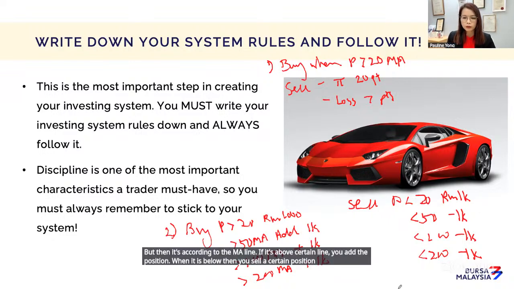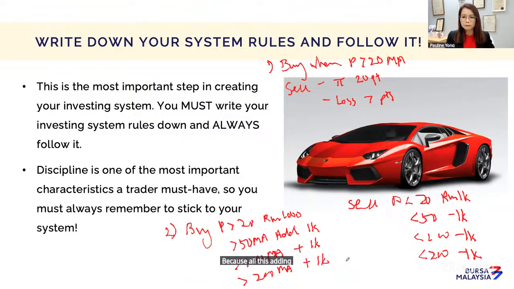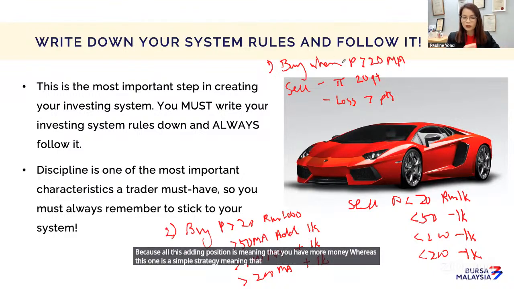Okay, so this will be more advanced, whereby you must have more money, because all this adding of positions means that you need more money. Whereas this one is a simple strategy, meaning that one lump sum you go in and one lump sum you go out. Okay, so these are the examples.